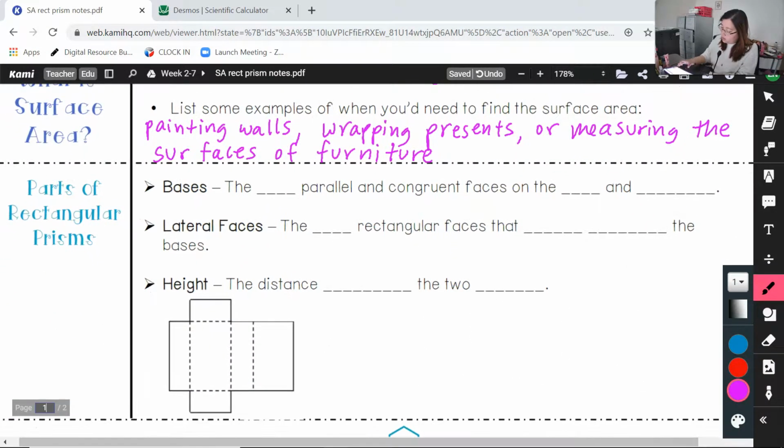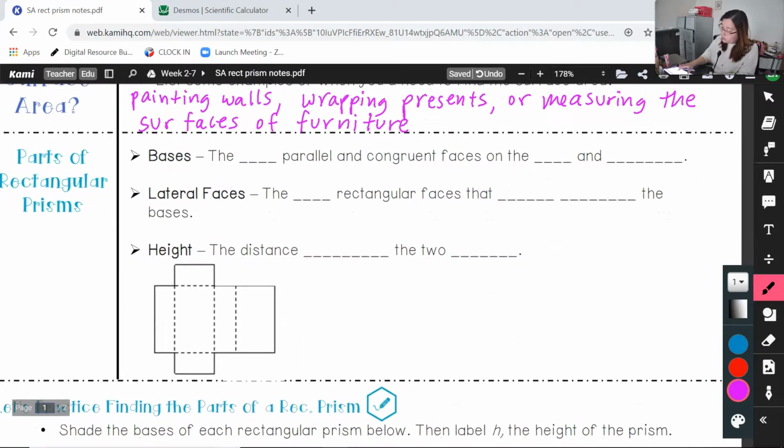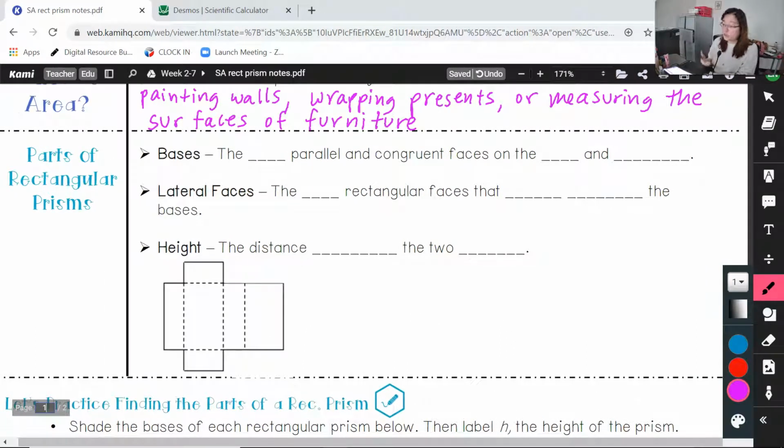Okay, so now let's go ahead and talk about the parts of a rectangular prism, because we're going to cover rectangular prisms first when it comes to surface area. Okay, so the bases are the 2 parallel and congruent. So congruent, remember that means equal or same. It's an important word. 2 parallel and congruent faces on the top and bottom. So whenever we're dealing with these problems, our bases are always going to be on the top and on the bottom. Think of them as like a lid, the 2 lids on something.